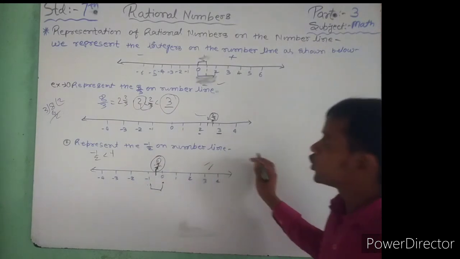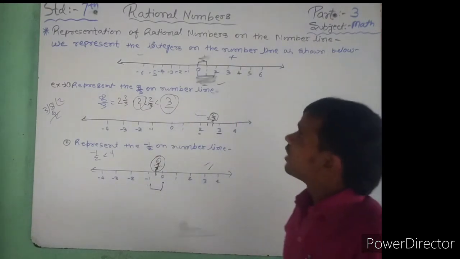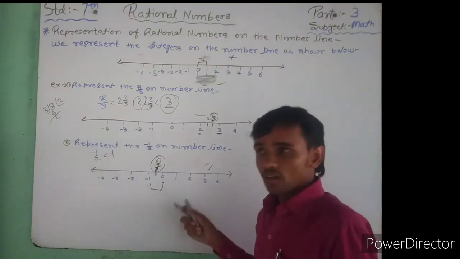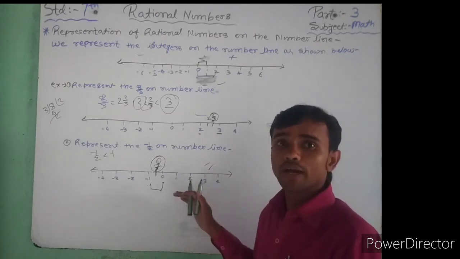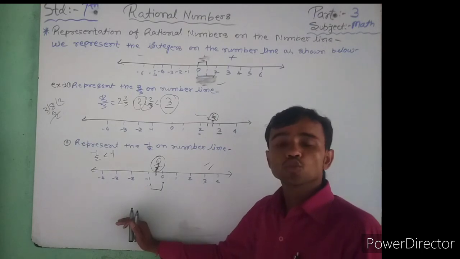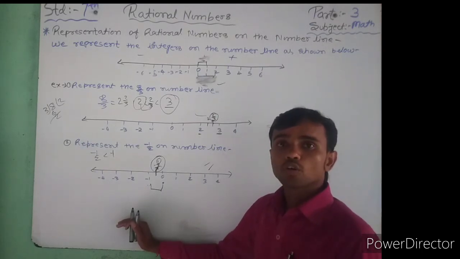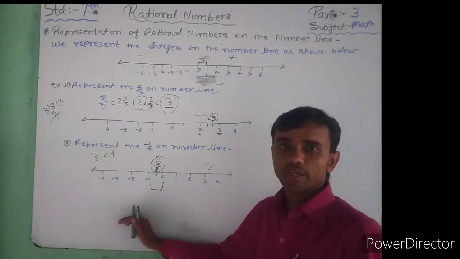So that is the representation of a rational number on the number line. Write it down here, and after that we will discuss the next topic. My dear students, there are many questions of this type in your exercise. First take this type of question and solve it in your copy.